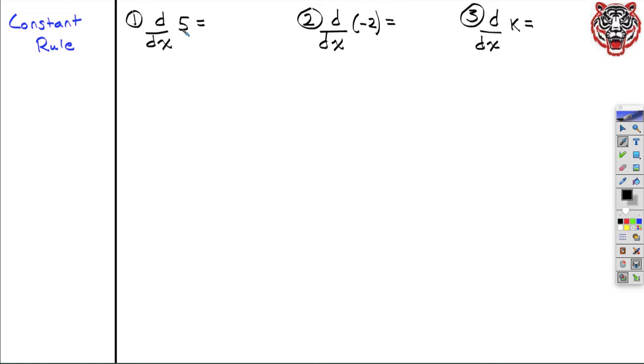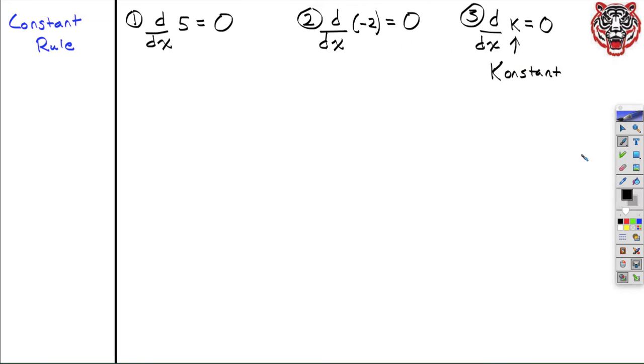The derivative with respect to x of 5 is, oh wait, hold on. I'm pausing because you need to catch up. The derivative with respect to x of 5 is 0. The derivative with respect to x of negative 2 is 0. The derivative of any constant, k stands for constant, so I'm going to spell it like this, constant. Yeah, it's spelled with a C normally, but well, yeah, constant is what? It's 0, yeah, anything is 0.